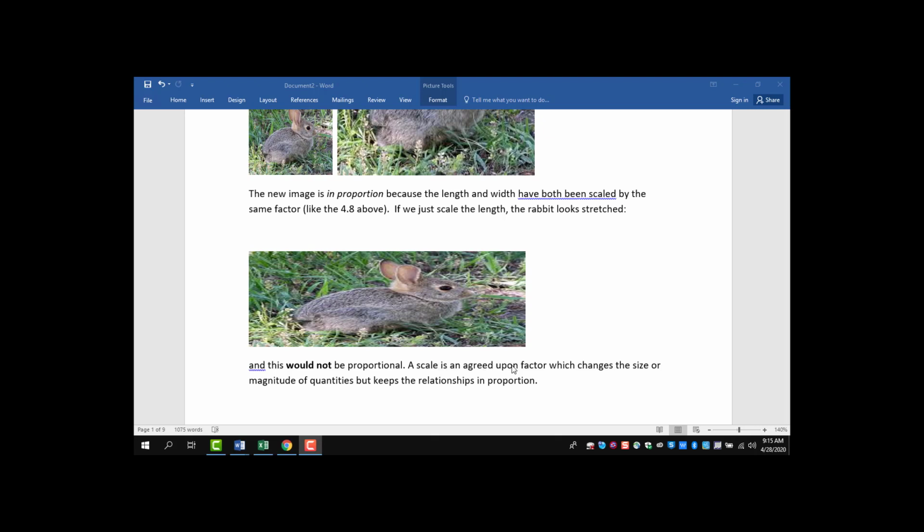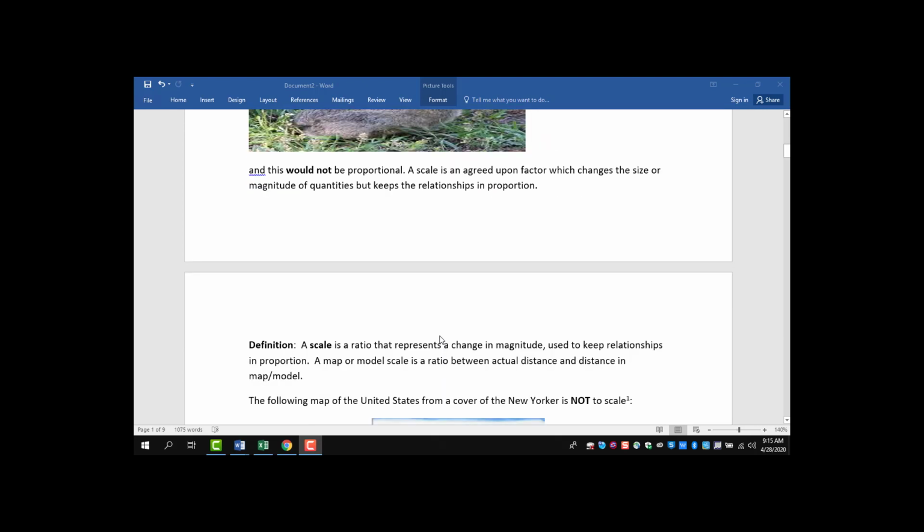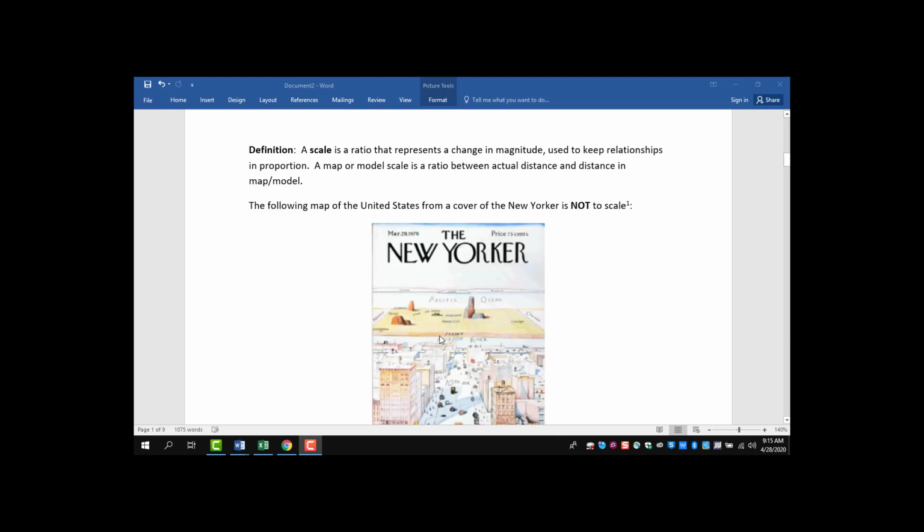A scale is an agreed upon factor which changes the size or magnitude of quantities but keeps the relationships in proportion. So there's the definition. A scale is a ratio that represents a change in magnitude used to keep relationships in proportion. In proportion means the same thing as equivalent fractions. A map or model scale is a ratio between the actual distance and the distance in the map or model.